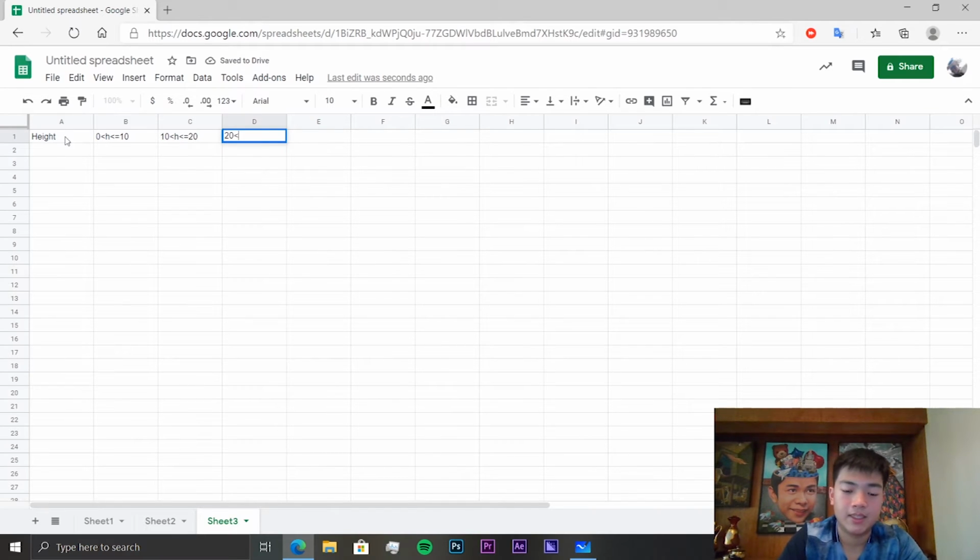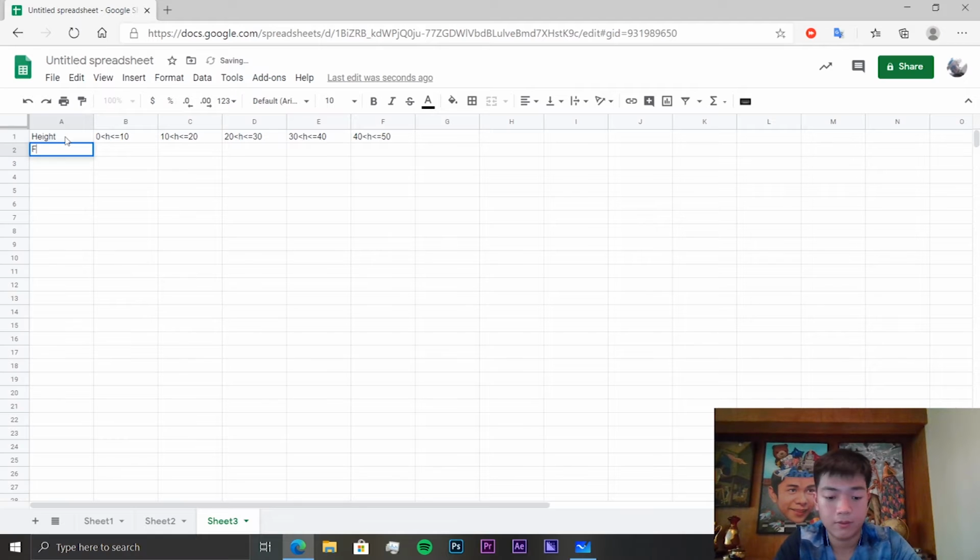20 is less than h is less than or equal to 30. 30 is less than h is less than or equal to 40. 40 is less than h is less than or equal to 50. And so this is the frequency: 40, 45, 50, 60, and 5.